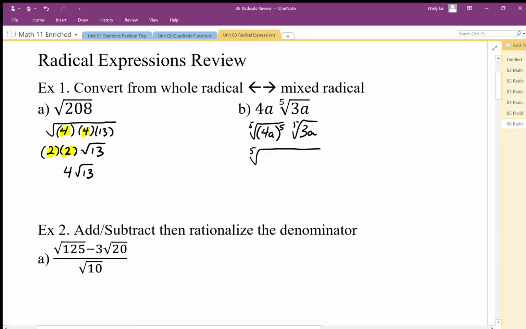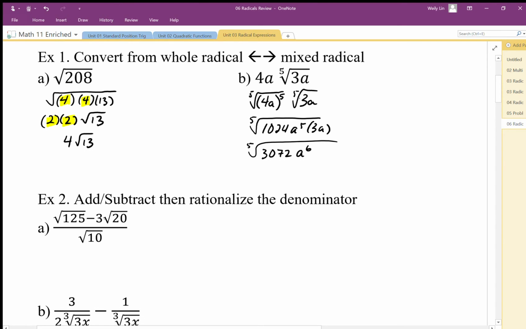4 to the power 5, that works out to be, I need a calculator for this one, 4 to the power 5 is 1024. So 1024 a^5 times 3a, and then we can simplify that to 3072 a to the power 6. Okay, so we have that as a whole or entire radical.